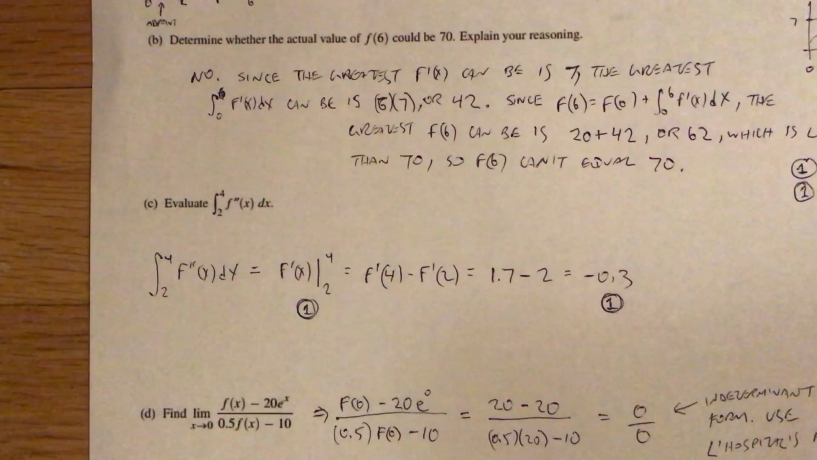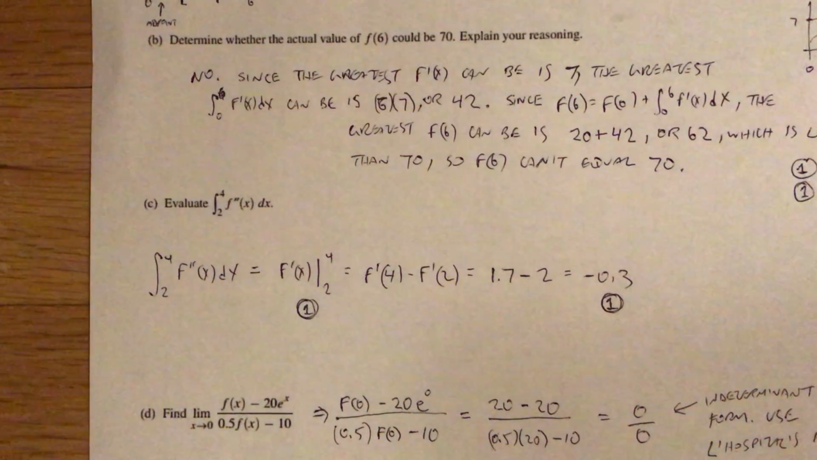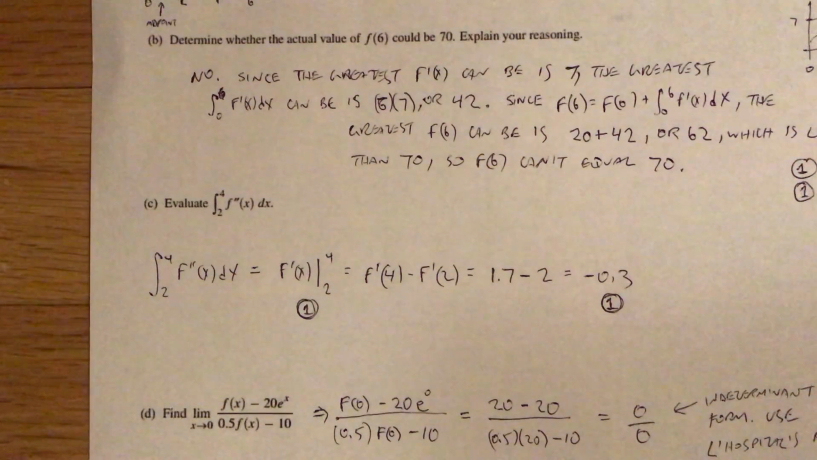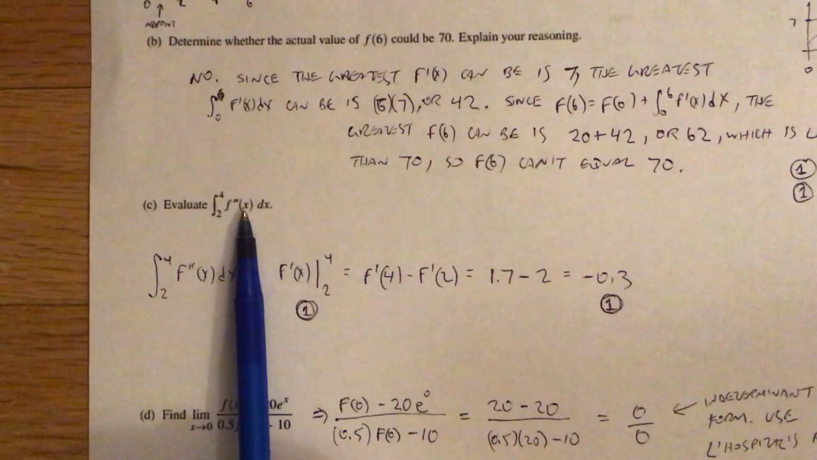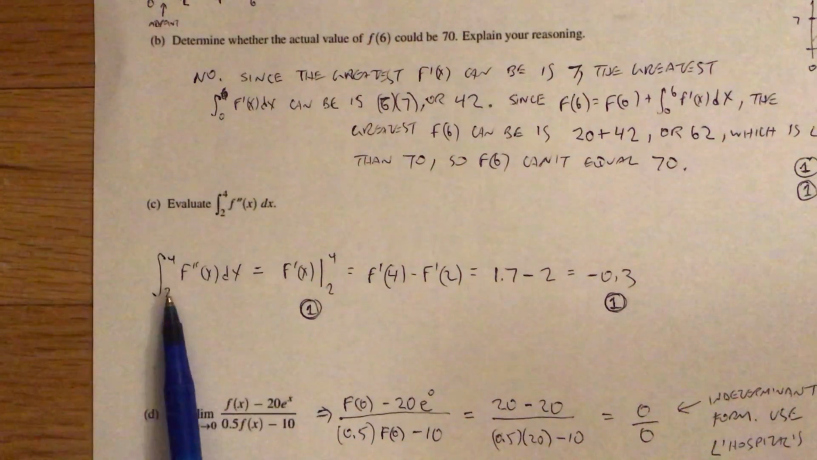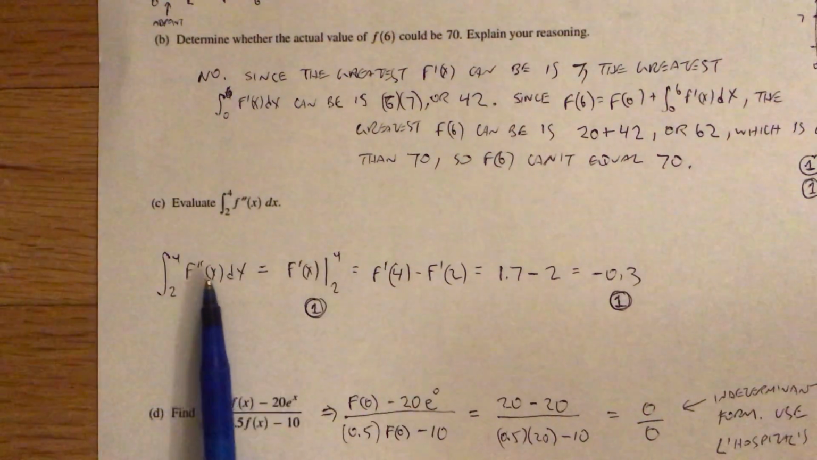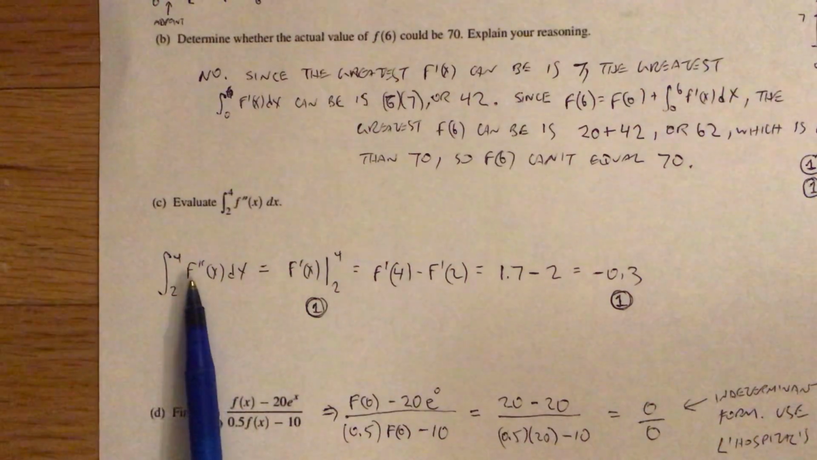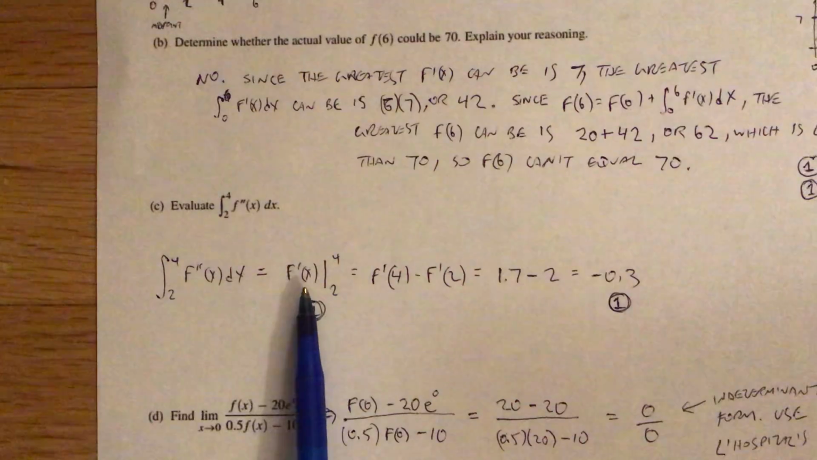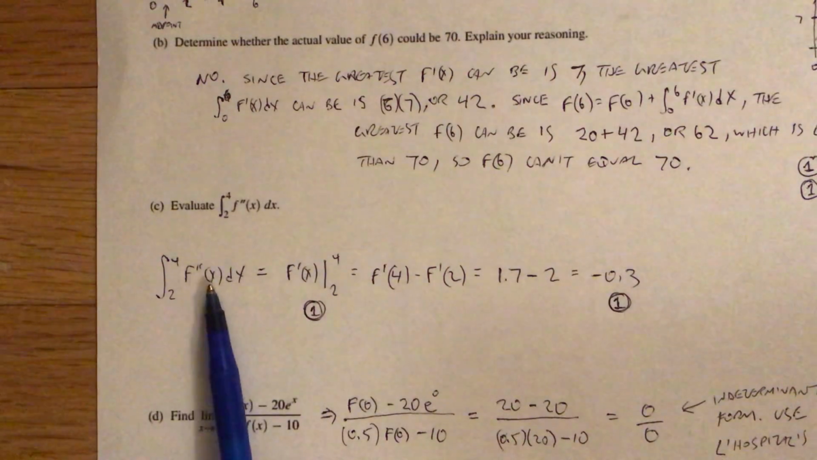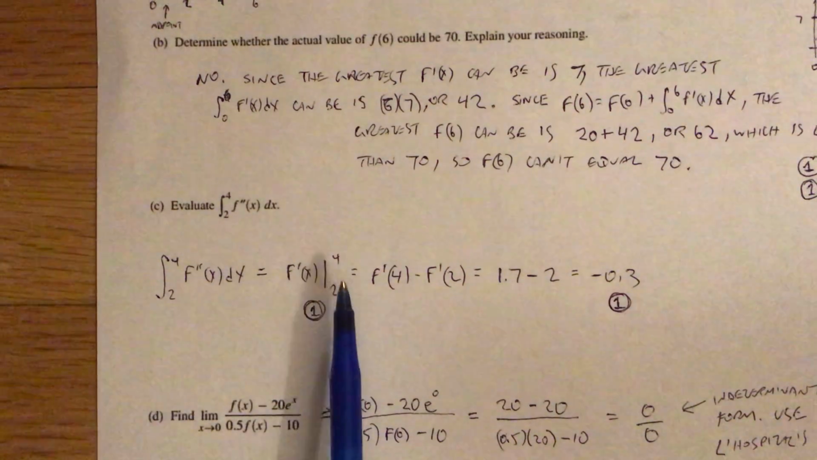Part C should be an easy question if someone really understands the fundamental theorem of calculus. How do you evaluate an integral? Well, you take its antiderivative and plug in. So how do you evaluate the integral from 2 to 4 of f double prime of x dx? Well, you need f double prime's antiderivative. F double prime's antiderivative is f prime. So I'm evaluating its antiderivative from 2 to 4.